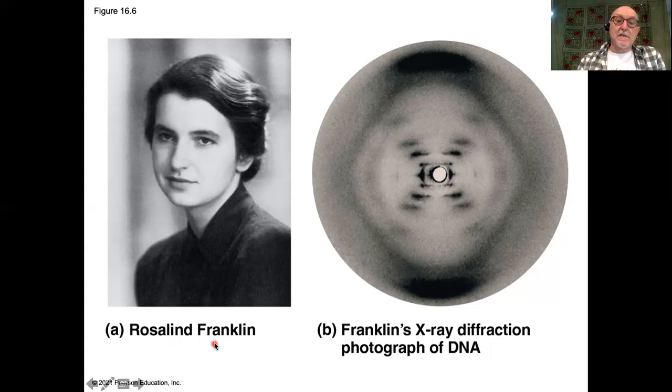So this was a scientist called Rosalind Franklin. She worked in this lab with Maurice Wilkins. She did not get on with him at all. She didn't, and unfortunately, that meant that her work wasn't quite as widely publicized as it ought to have been.